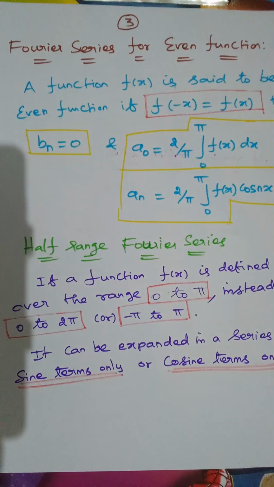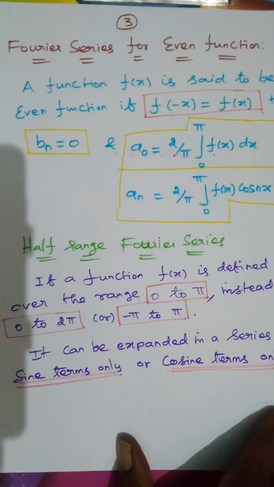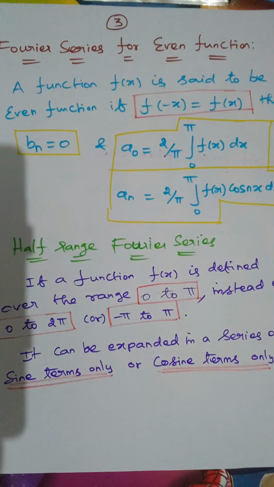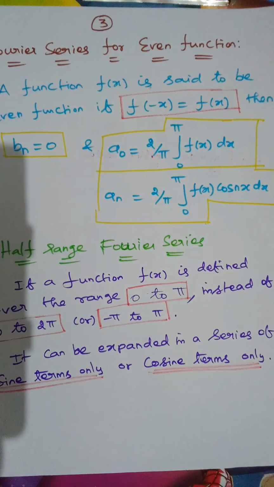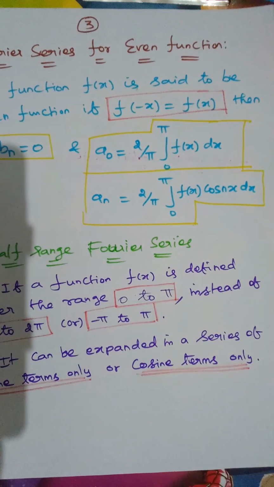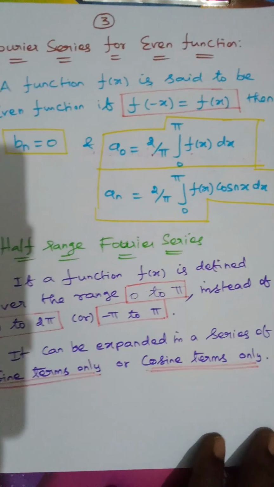So very important. A function f of x is said to be an even function if f of minus x is equal to plus f of x. Okay. Odd function: f of minus x is equal to minus f of x. Even function: f of minus x is equal to plus f of x. Here we cannot find bn, so simply put bn equal to 0. We can find a naught and an. A naught will be 2 by pi integral from 0 to pi f of x dx. An is equal to 2 by pi integral from 0 to pi f of x cos nx dx. So these are the formulas when we have odd function and even function.